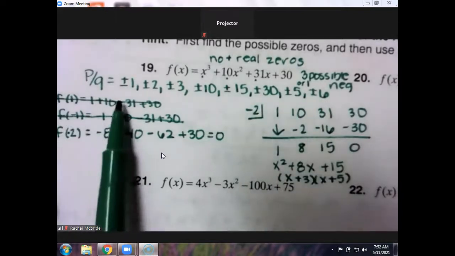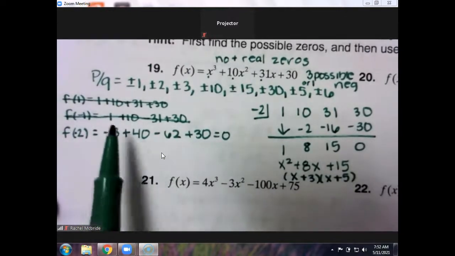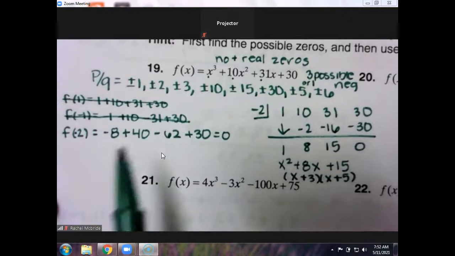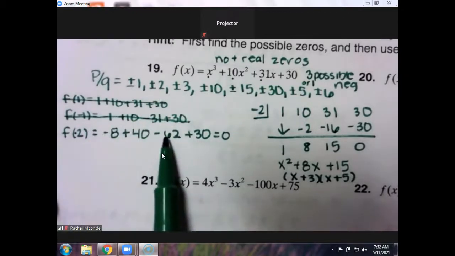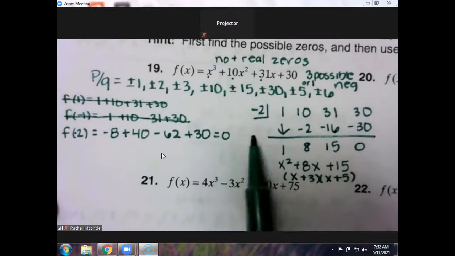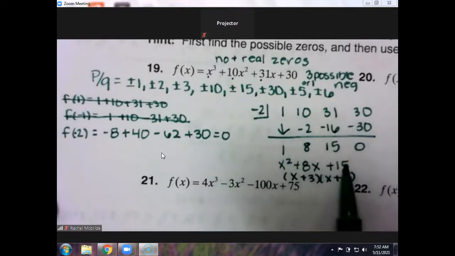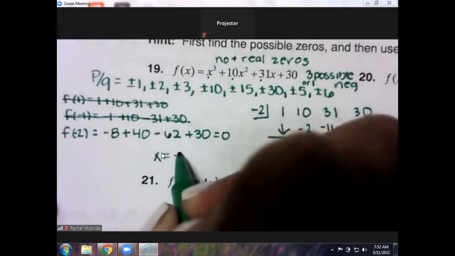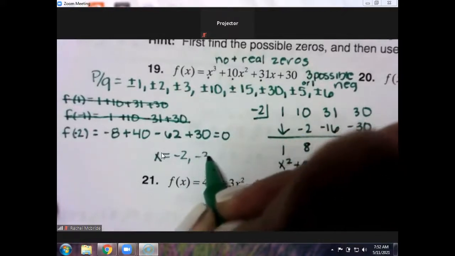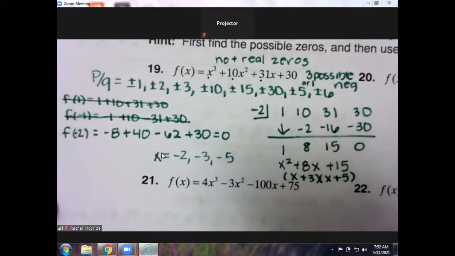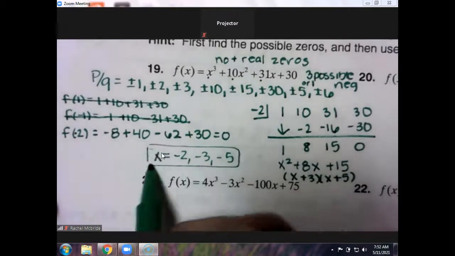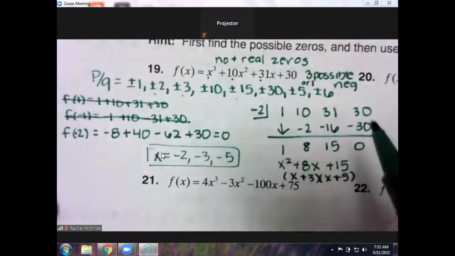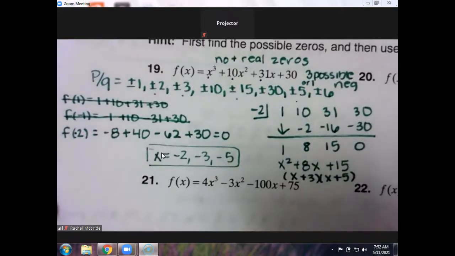So I started by plugging in positive 1 and was like, wait, that doesn't work. So then I plugged in negative 1. It didn't work. Plugged in my next value, which was negative 2, and got 0. So that told me to use synthetic, which got me my quadratic, which allowed me to factor. And that made me recognize that I had 3 real zeros at negative 2, negative 3, and negative 5. And what you should notice is all of those are up here in my rational root theorem.